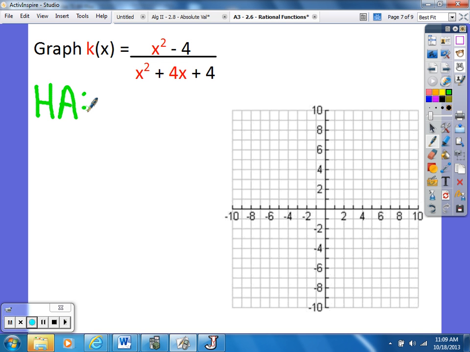It's what? It's not y equals 0. It's y equals 1. How'd you get that, Justin? If your degrees are the same, then you just divide your leading coefficients. So 1 divided by 1 is 1. That make sense? Okay, now, factor the top, factor the bottom. Let me repeat. Factor the top, factor the bottom.